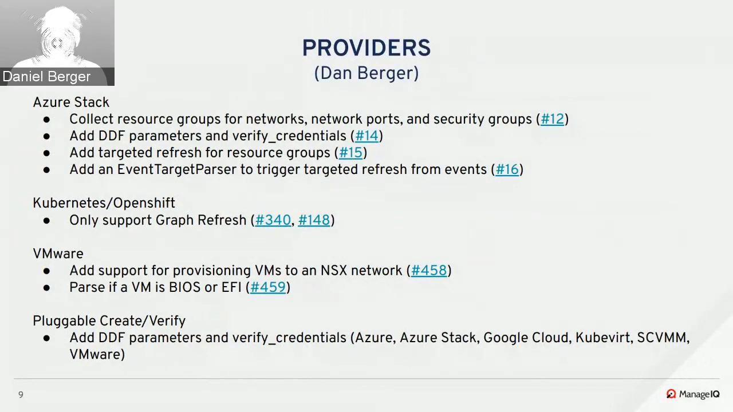On Kubernetes and OpenShift, it's now only graph refresh. All other types of refresh are right out. On the VMware side, a couple of PRs here. VMware now adds the firmware type and adds support for provisioning VMs to an NSX network.